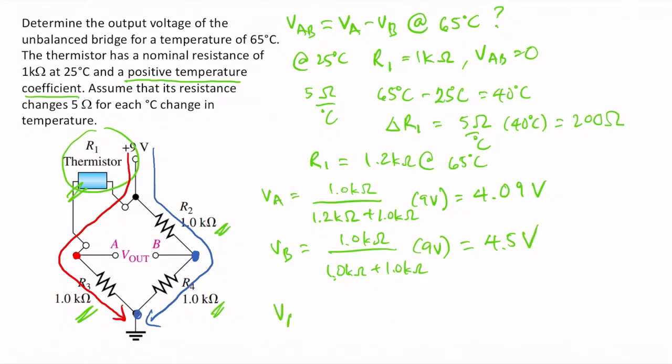That means that VAB is equal to 4.09 volts minus 4.5 volts. Okay, and this will give us negative 0.41 volts. So if you have a multimeter and you put your multimeter electrodes here and the temperature is 65 degrees, you should expect an output voltage of negative 0.41 volts.